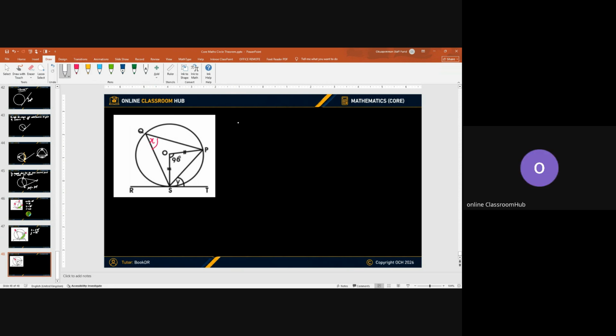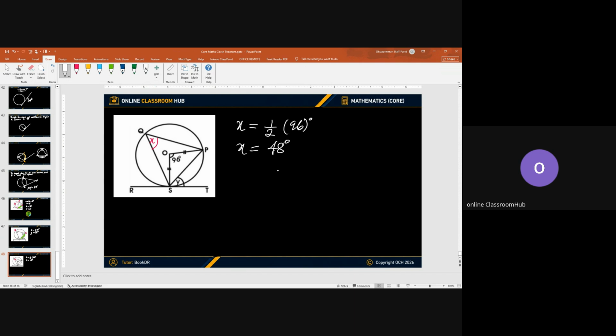Very good. But for this one, at least you must show some working. X is equal to half of 96. Because you're not picking it from the diagram directly, when you do that, you let the examiner be able to follow you, because 96 is coming from the diagram. So now he can follow you clearly. So 48 degrees.